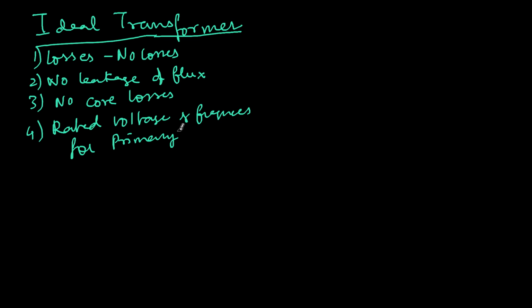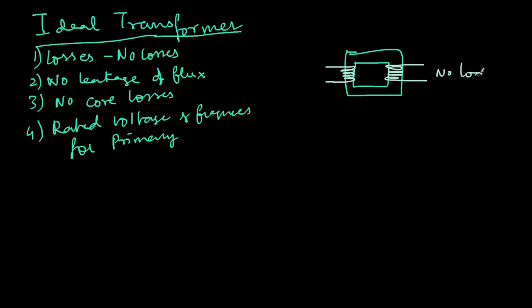So under those conditions, what happens? Core loss anyway is zero. Let me draw it as a diagram. If this is the core of the transformer, then we'll have the winding. This is the primary winding, and this is the secondary winding. Right now this is no load, and I am connecting a rated voltage to the primary. Strictly speaking, there should not be any current, but here there will be some minute amount of current denoted by I mu. This is the magnetizing current, and that current is required to set up the basic flux in the core.